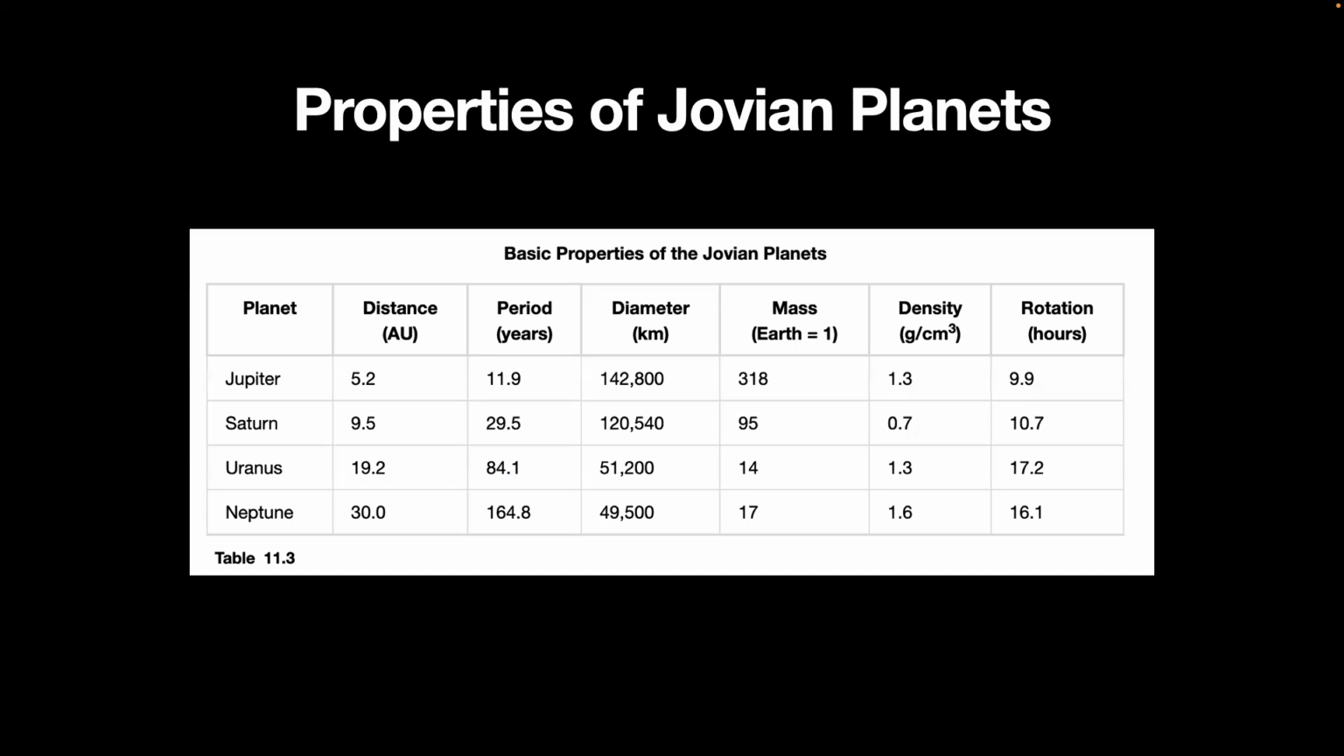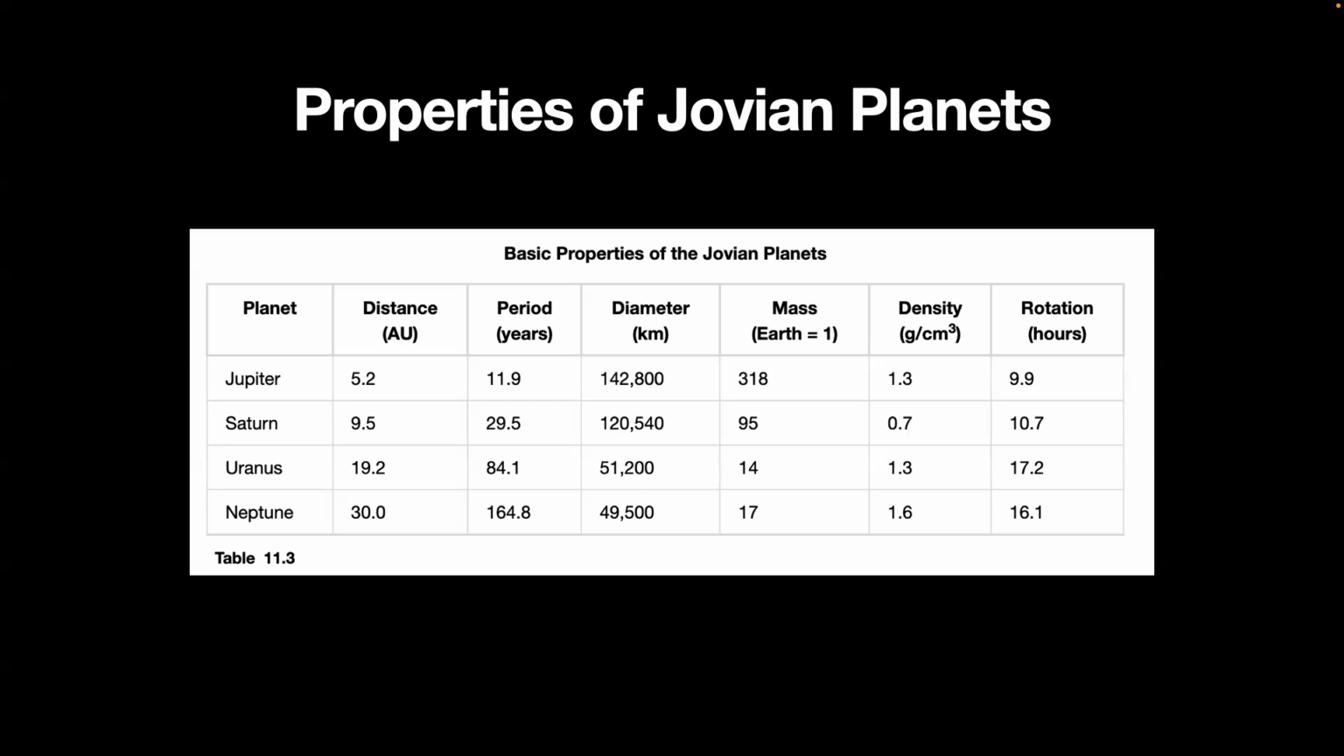So there are some basic properties of Jovian planets. This is table 11.3 from your book, and it summarizes some of these properties. So you can tell that they are much more spread out than the terrestrial planets. We have four terrestrial planets kind of in a 3 AU span. But as we can tell, Jupiter is about 5 AU, whereas Neptune stretches all the way out to 30 AU. So the distances between these planets are very large.